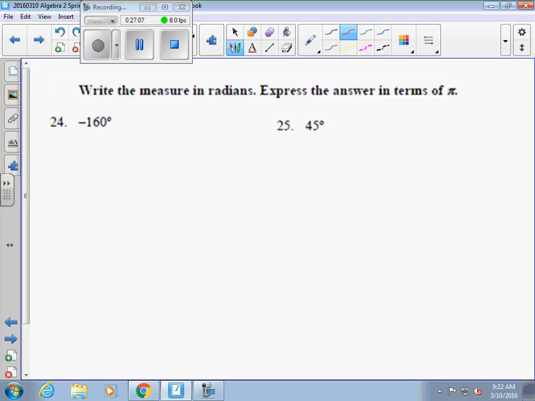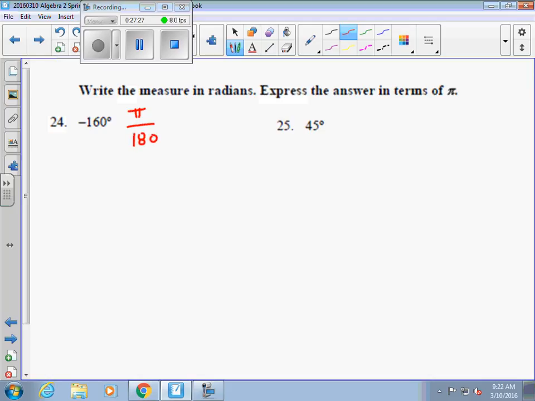Write the measure in radians. Express the answer in terms of pi. Okay, so right here, we're trying to put radians in. So we're multiplying it by either pi over 180 or 180 over pi. If we're trying to put it in, we're putting our pi's right there. So pi over 180.